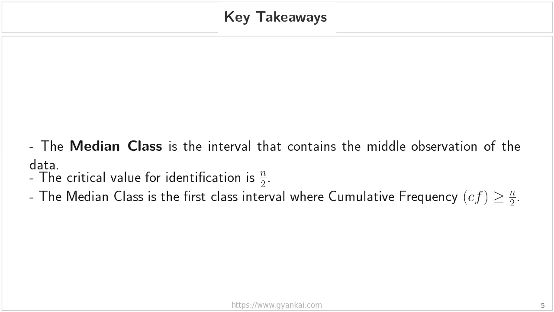Third, when you are looking through your table, remember the rule. The median class is the very first class interval where the cumulative frequency is greater than or equal to n divided by 2. As we saw in our student test score example, we don't stop at the value just below our target. We look for the first one that meets or exceeds it.